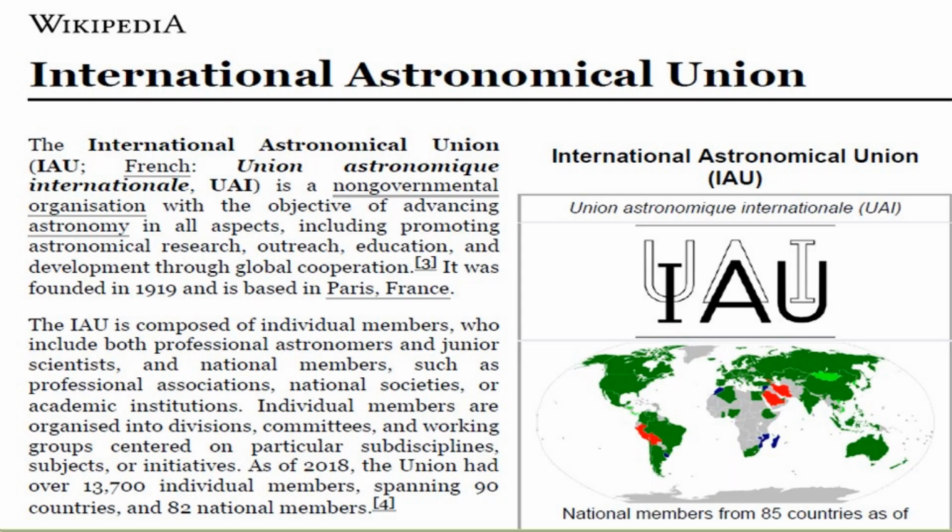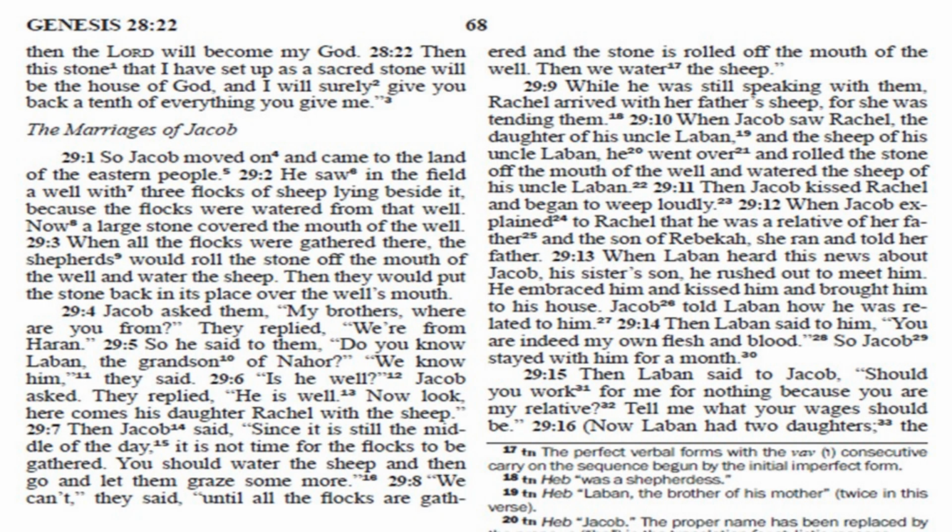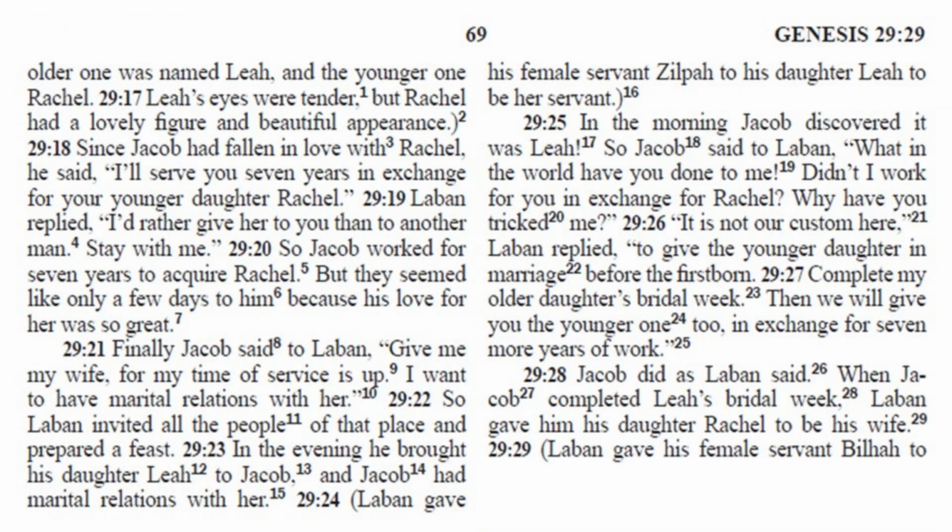Therefore, I request the IAU to restructure the existing constellation map according to the details provided by the creator of the universe. Now, let us search for Rachel, who arrived at the well to water her sheep, as mentioned in verse number 9. To identify Rachel, we have to take the help of verses number 16 and 17, where it is mentioned that Rachel had a lovely figure and beautiful appearance.